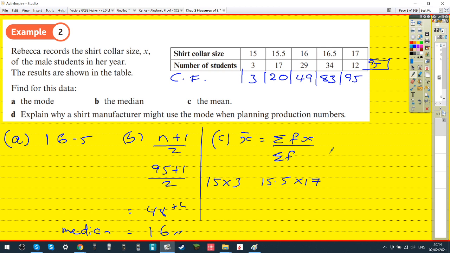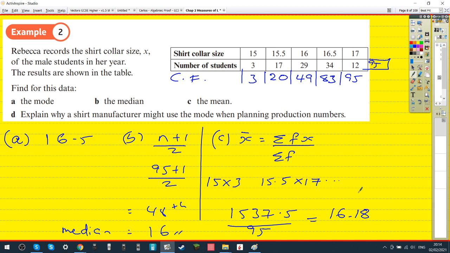I got 1,537.5. Okay, so we want the mean. And then you divide it by 5. There are 5 categories, but how many students are there? 95. Yep. So that's why you're dividing by 95, which is 16.18 to 2 decimal places.